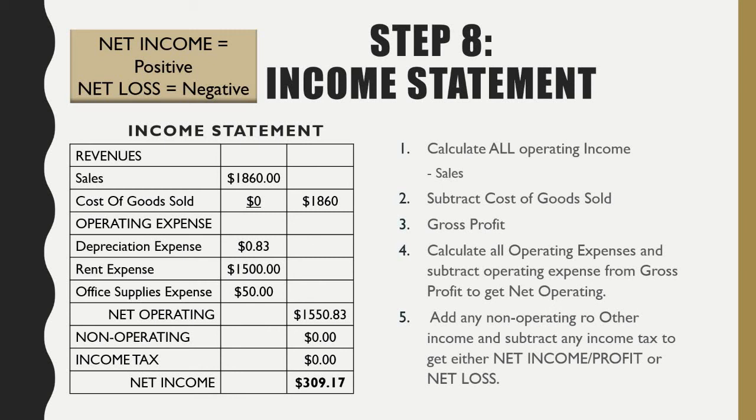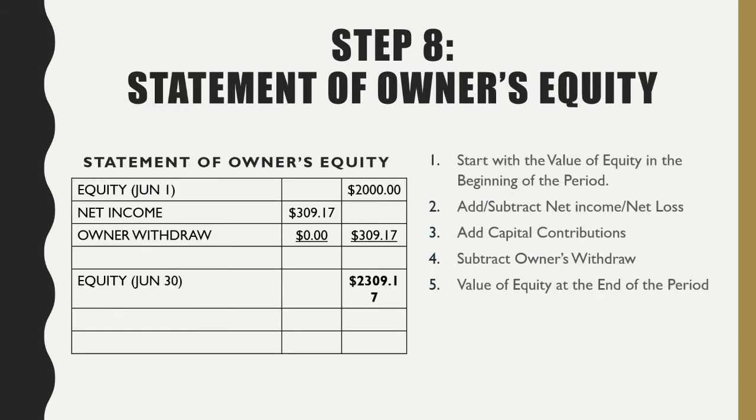Okay, so again, revenues is your beginning. You're going to subtract your cost of goods sold, subtract your operating expenses, add any other income, and you'll get your ending number here. Okay. Once we do that, then we move on to the next statement, which is going to be the statement of owner's equity. Now, let me tell you, it is important that you go in this exact order because each statement that you produce is going to be dependent on the previous one.